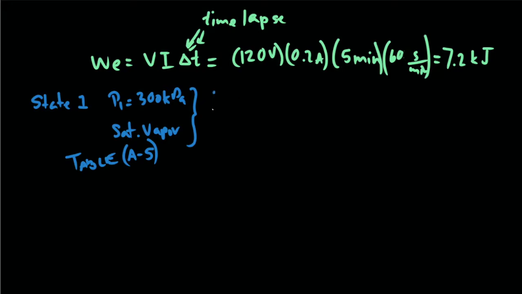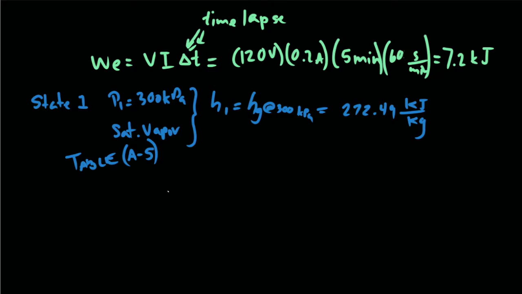Then we get our enthalpy, and we say, well, enthalpy 1 is equal to, since it's saturated vapor, h_g at 300 kilopascal, which from the table is equal to 2724.9 kilojoules per kilogram, taken from table A5.